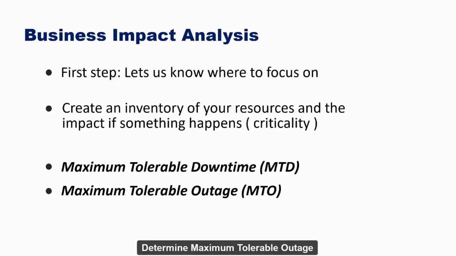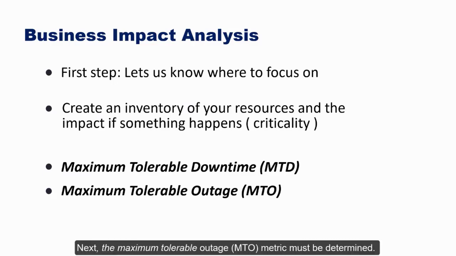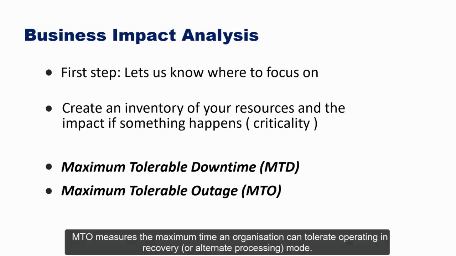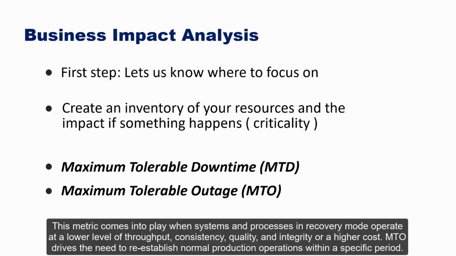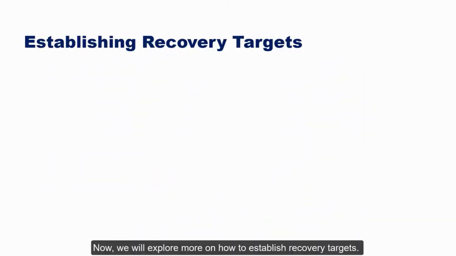Determine maximum tolerable outage. Next, the maximum tolerable outage, MTO, metric must be determined. MTO measures the maximum time an organization can tolerate operating in recovery, or alternate processing, mode. This metric comes into play when systems and processes in recovery mode operate at a lower level of throughput, consistency, quality, and integrity or higher cost. MTO drives the need to re-establish normal production operations within a specific period. We will explore more on how to establish recovery targets.